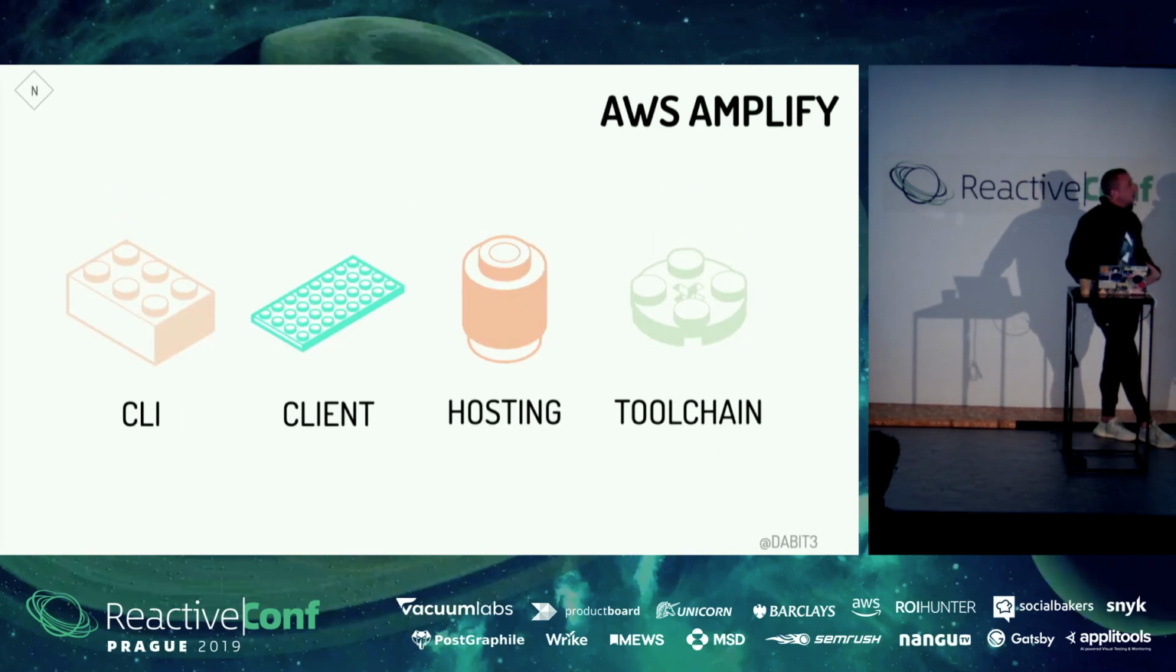Now, what do I work on? The team that I work on, we're building a framework especially for this. We call this AWS Amplify, and it has the 4 things that I have listed here. We have a command line that creates managed services. We have a client that connects to the services. We have a hosting provider for CI and CD, and then we have a tool chain for doing things like GraphQL code gen.